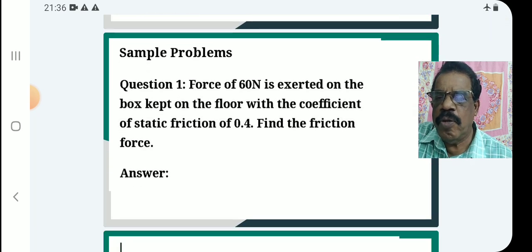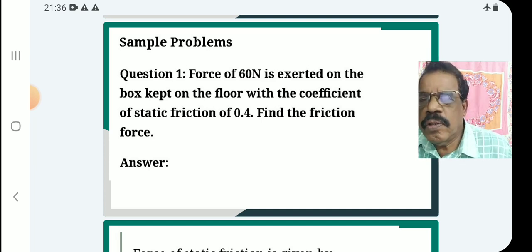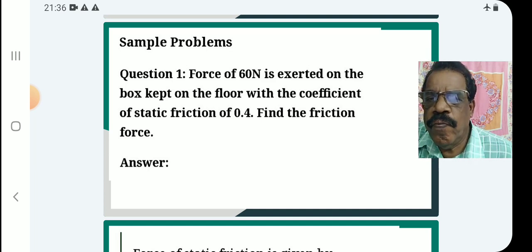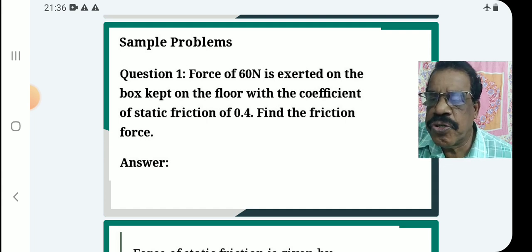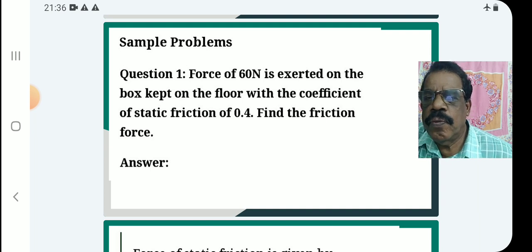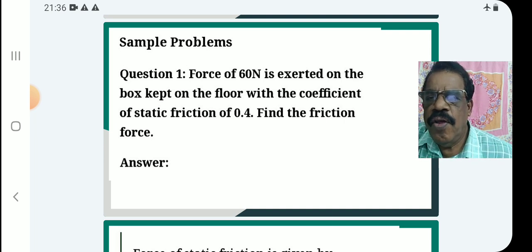ഒരു 4 പ്രോബ്ലം ഇവിടെ നമ്മൾ ചെയ്യുന്നുണ്ട്. സിമ്പിൾ പ്രോബ്ലമാണ് എല്ലാം. ഫസ്റ്റ് പ്രോബ്ലം, A force of 60 Newton is exerted on the box kept on the floor with the coefficient of static friction of 0.4. Find the frictional force. ഒരു വസ്തുവിൻ്റെ പുറത്ത് 60 Newton പ്രവർത്തിക്കുകയാണ്. അപ്പോൾ അതിൻ്റെ കോഎഫിഷ്യൻ്റ് ഓഫ് ഫ്രിക്ഷൻ 0.4 ആണ്. ഫ്രിക്ഷണൽ ഫോഴ്സ് കണ്ടുപിടിക്കാനാണ്.